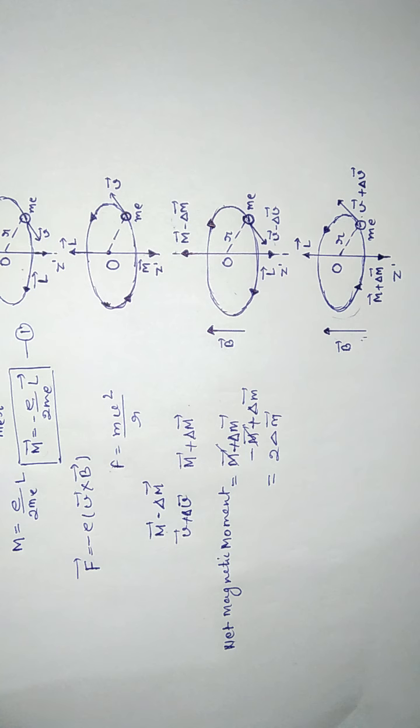It means that on applying the external magnetic field, the magnetic dipole moment of one electron increases while the magnetic dipole moment of the other electron decreases. The electron which is revolving in the clockwise direction has a magnetic moment less than earlier, while the electron which is revolving in the anti-clockwise direction has a magnetic moment greater than earlier.